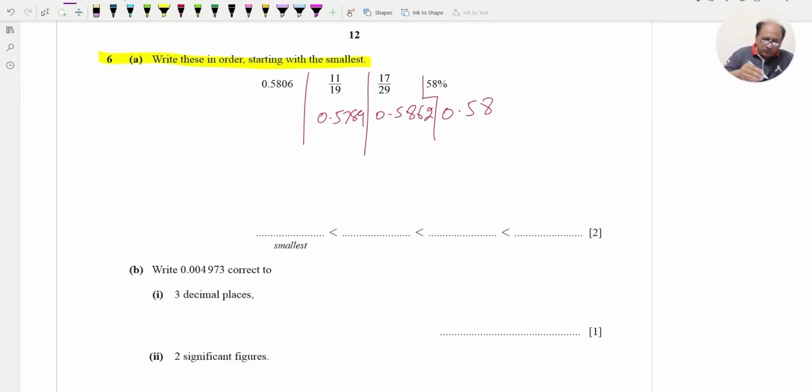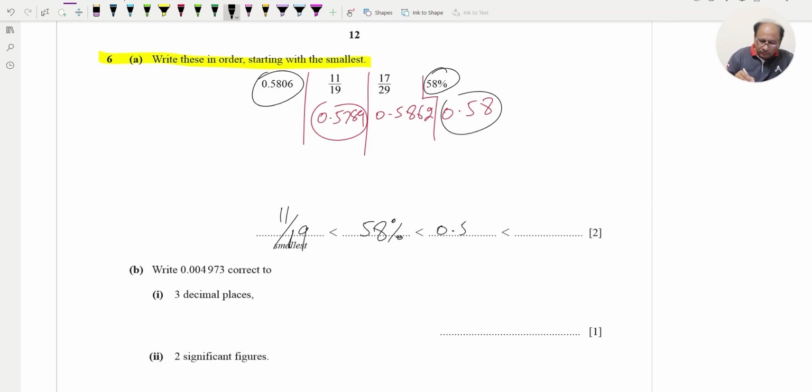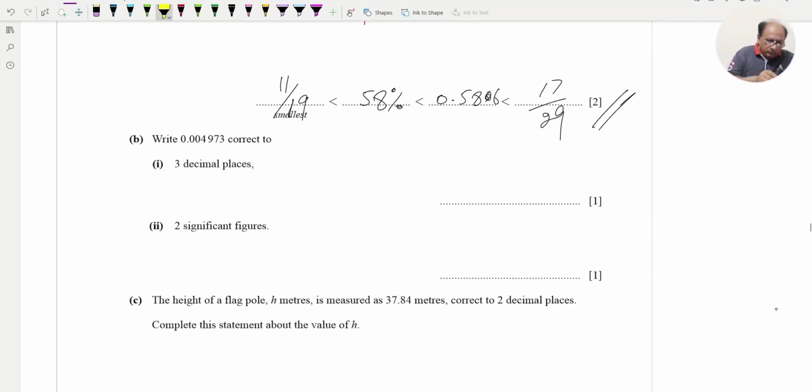Now we can compare, and we can figure out that the smallest one is this, so its original number is 11 over 19. Next number is 58%, and next number will be this one, 0.5806, and the biggest number is 17 over 29. This was a 2-mark question, so easy to solve.